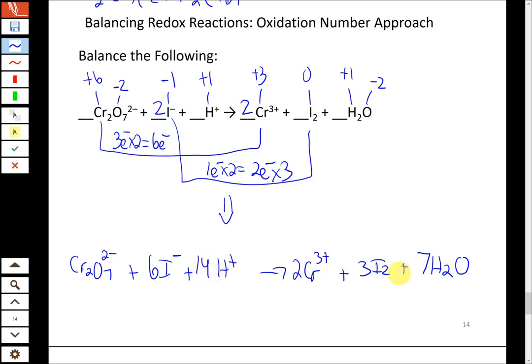So again, water and H+ typically get balanced last, in that order, to make sure that both oxygen and hydrogen will end up being balanced.